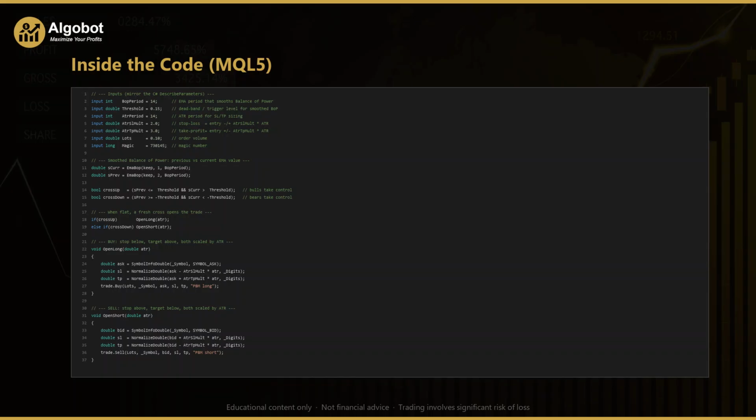Below that, you can see the strategy computes two smooth balance of power values, one for the current bar and one for the previous bar.